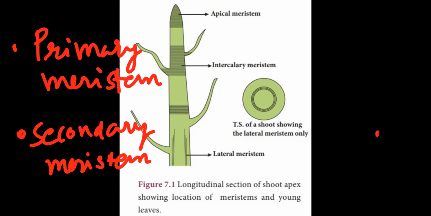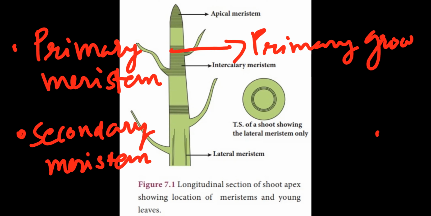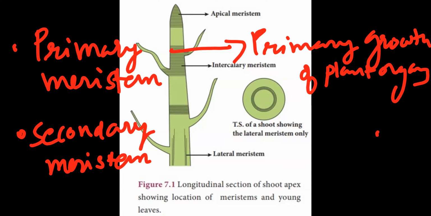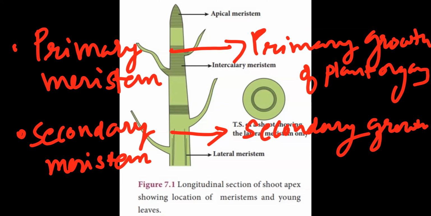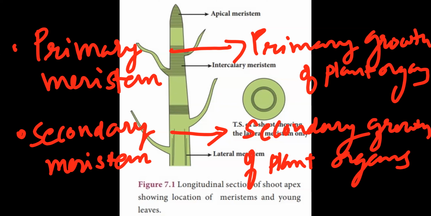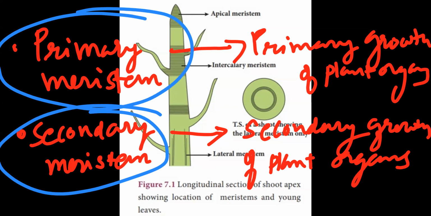Irrespective of the location, if the meristematic tissue is responsible for primary growth of plant organs, then it is called primary meristem. If the given meristem is responsible for secondary growth of plant organs, then that meristem is called secondary meristem. It's logical: primary growth of a plant organ is brought about by primary meristem. Secondary growth of the plant organ is brought about by secondary meristem.